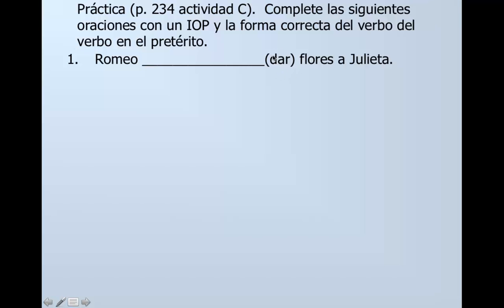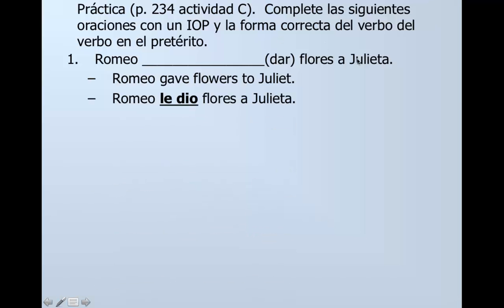So if you haven't watched the video on preterite conjugations, this may seem a little confusing to you. Romeo dar flores a Julieta. Romeo gave flowers to Juliet. That's the first thing we need to do, is kind of translate our sentence. Then we want to identify our indirect object pronoun, which is a Julieta. So that's where the le comes from. And then dar, who gave? Romeo. So our conjugation goes with Romeo. So Romeo le dio flores a Julieta. Romeo gave flowers to Juliet.